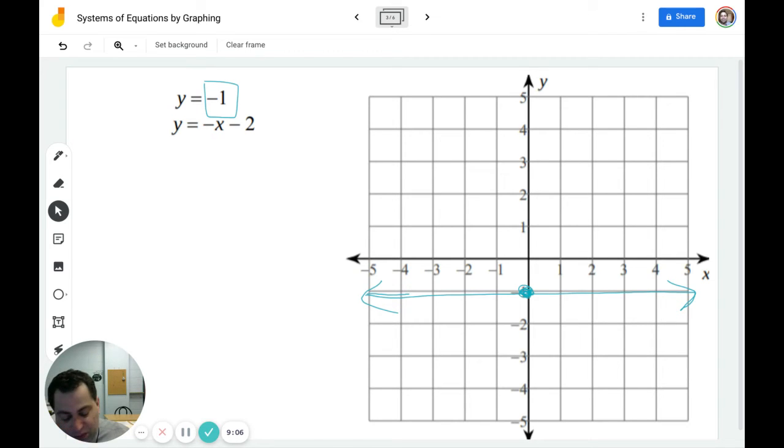If we take a look at the other one, we have a y-intercept of -2. Put a point at -2. And the slope is going to be -1 over 1, right? Because there's an invisible 1 in front of that x. So we're going to go up 1, and we're going to go left 1. So up 1, left 1, up 1, left 1, up 1, left 1. And we kind of get the trend of the line. We draw it in.